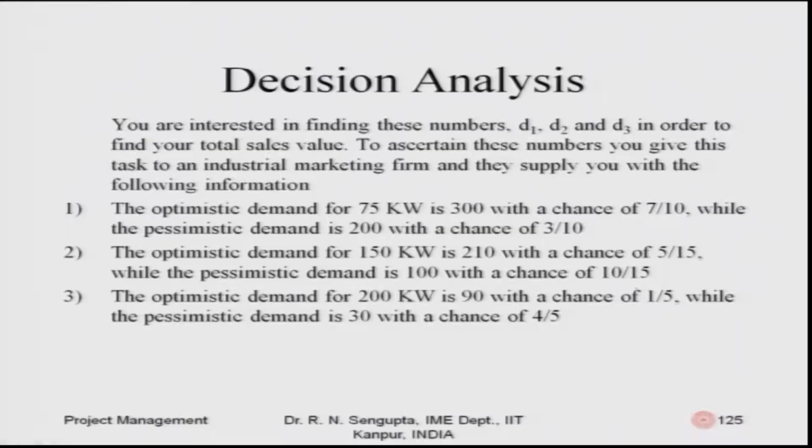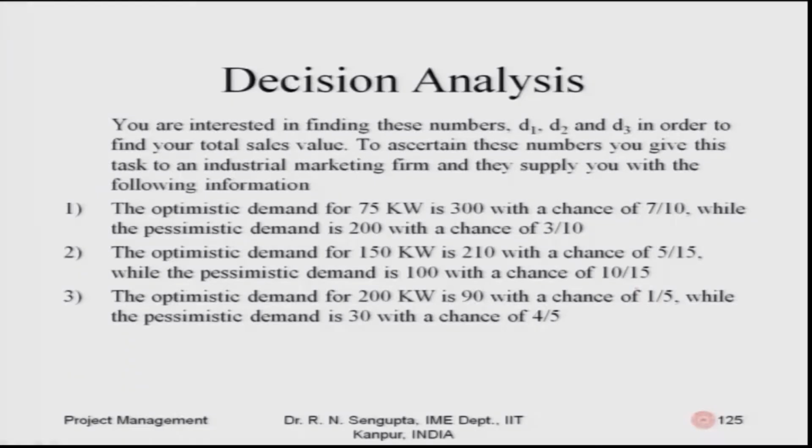Sorry, it's my mistake. For the 75 one, the demand values given are: D1 is 300 with probability 7 by 10, and 200 with probability 3 by 10. So, now the demand numbers are also changing. Similarly, for 150 and 200 kilowatts, the corresponding probabilities, if you see in bullet point number 2 and bullet point number 3, are 5 by 15 and 10 by 15 for the 150 kilowatt, and similarly 1 by 5 and 4 by 5 for the 200 kilowatts.